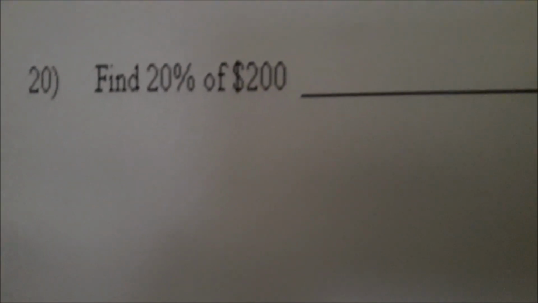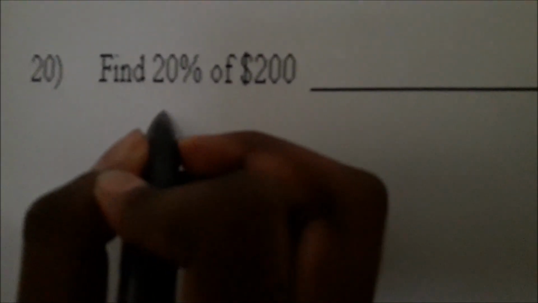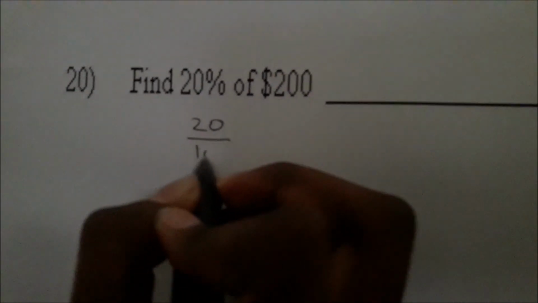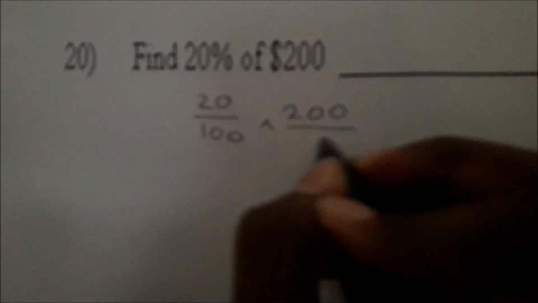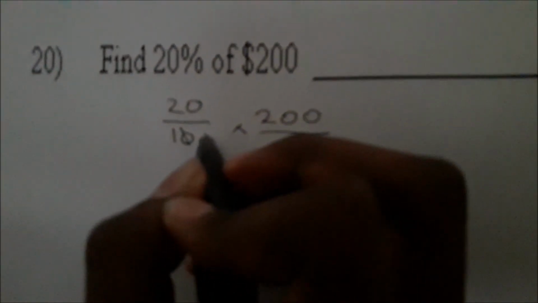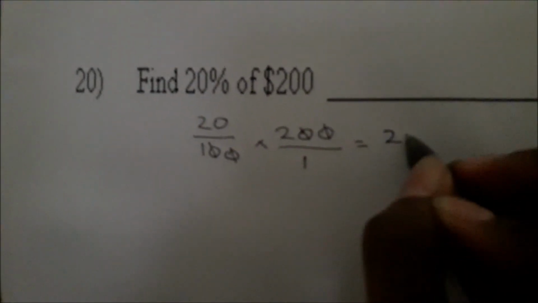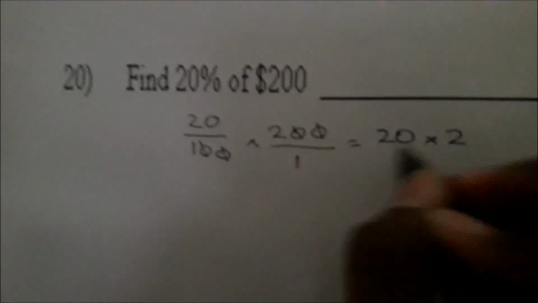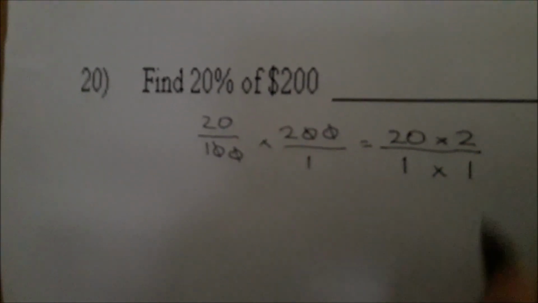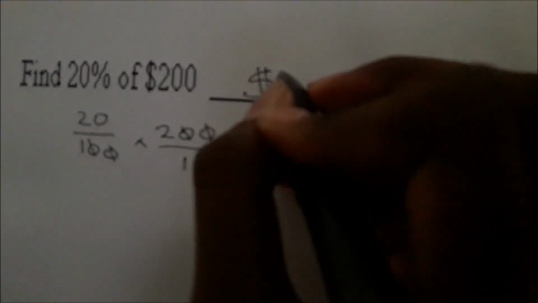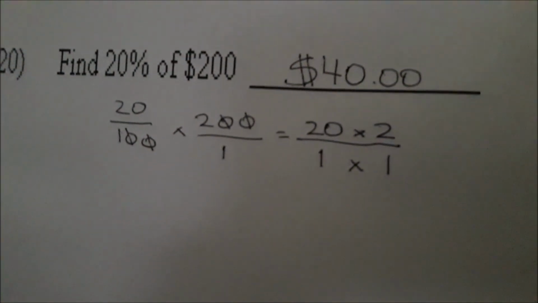Number 20. Find 20% of $200. Okay, work it. 20 over 100 times 200 over 1. Okay. Cancel out. You're dividing by 100. What are you left with on the top? 20 times 2. On the bottom? 1 times 1. Okay, work it. 20 times 2 is 40, and the answer is in dollars. $40.00. Very good.